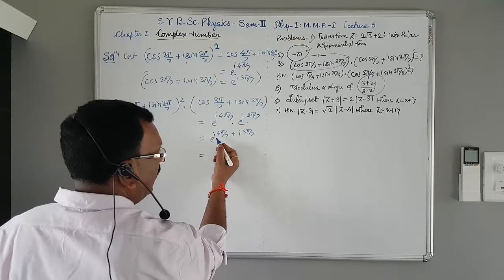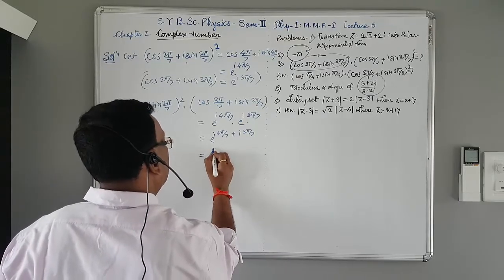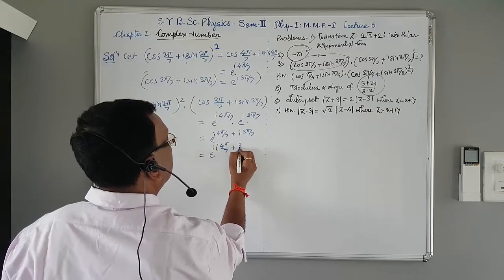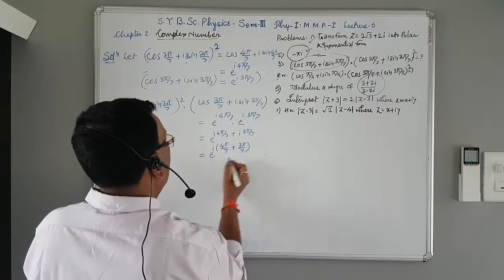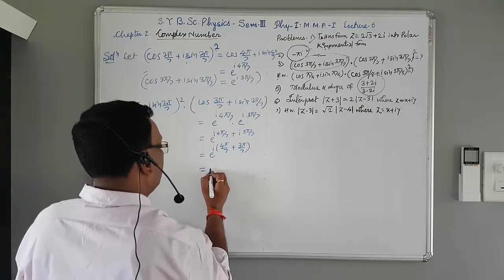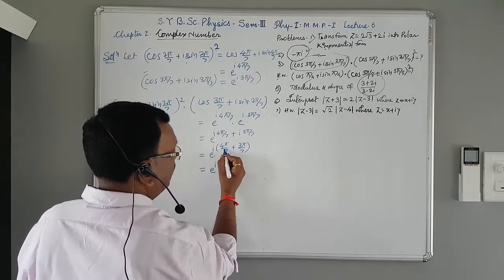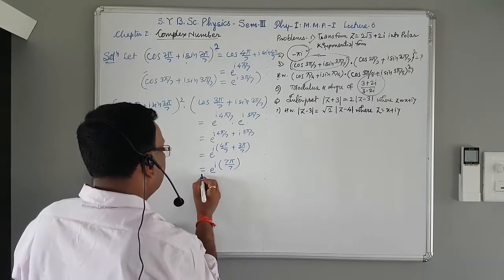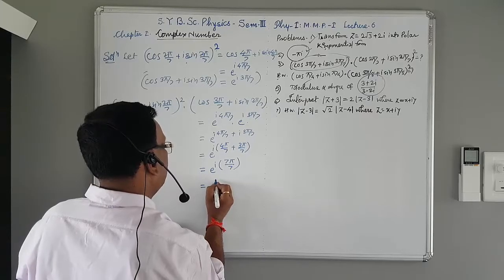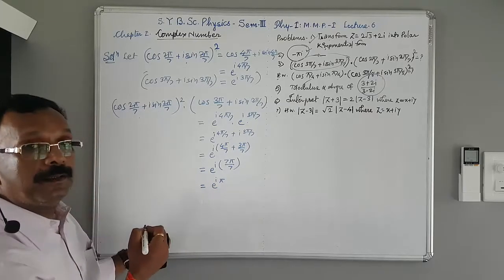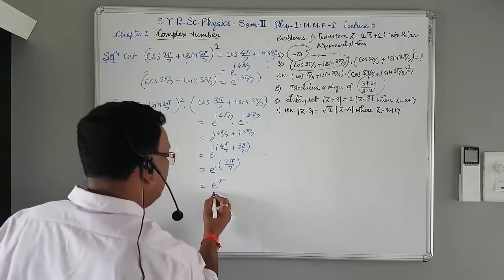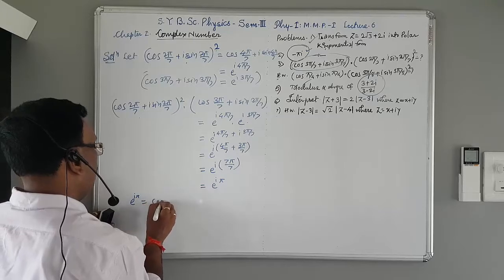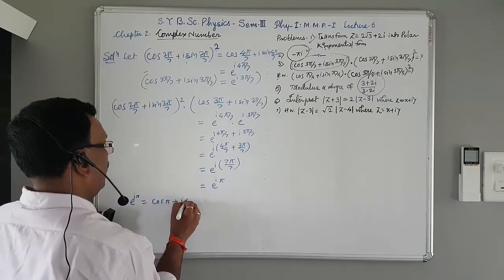Solve this term taking i as common. We can write e raised to i in bracket 4 pi by 7 plus 3 pi by 7. Again solve this term: e raised to i in bracket this plus this, 7 pi by 7, the 7s getting cancelled with each other, and we have e raised to i pi. According to Euler's formula, this term e raised to i pi is equal to cos pi plus i sin pi.